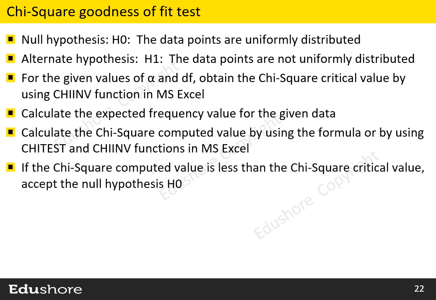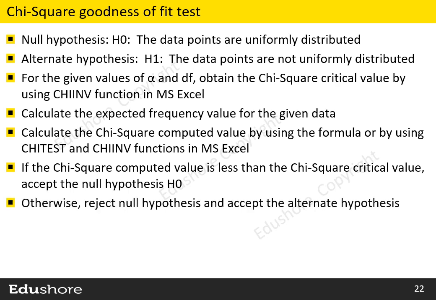If the chi-square computed value is less than the chi-square critical value, accept the null hypothesis. Otherwise, reject the null hypothesis and accept the alternate hypothesis. We will understand this procedure more clearly when we do an exercise.